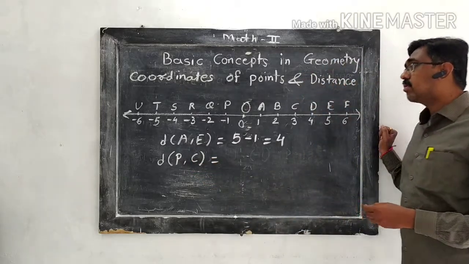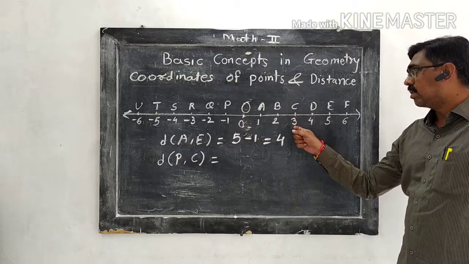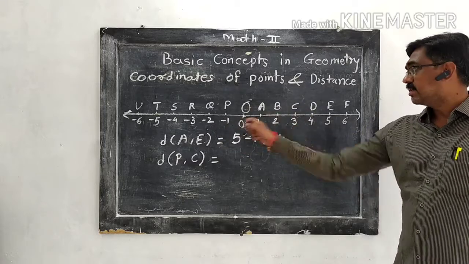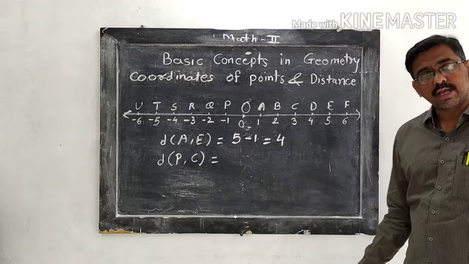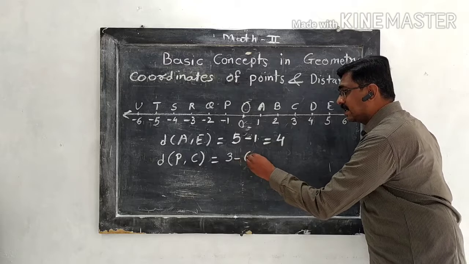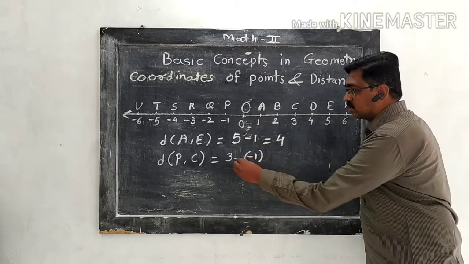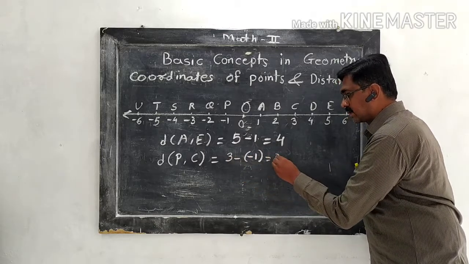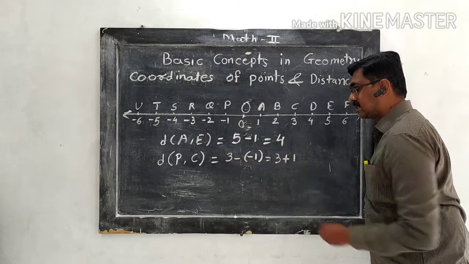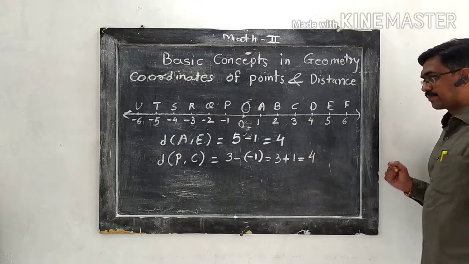Now P having the coordinate -1, C having the coordinate 3. So -1 is smaller than 3. So we have to subtract it from. While subtracting the negative number, use the bracket. So 3 minus (-1). Minus it will be plus. 3 plus 1, that is equal to 4.